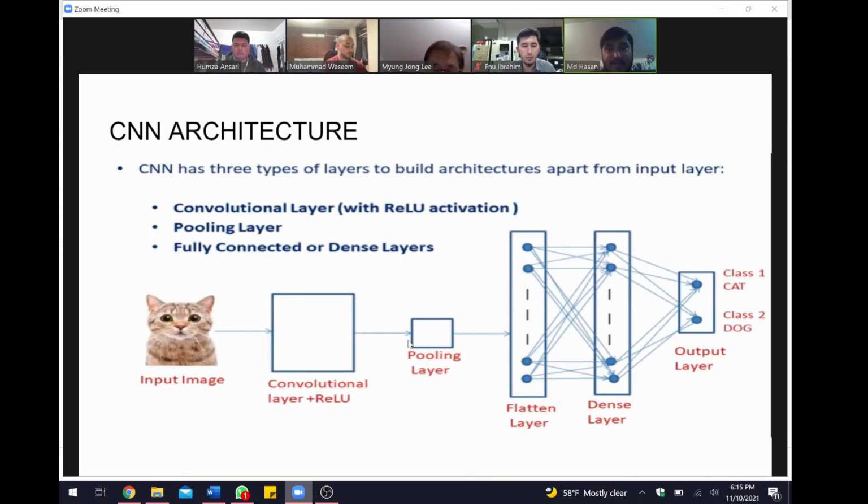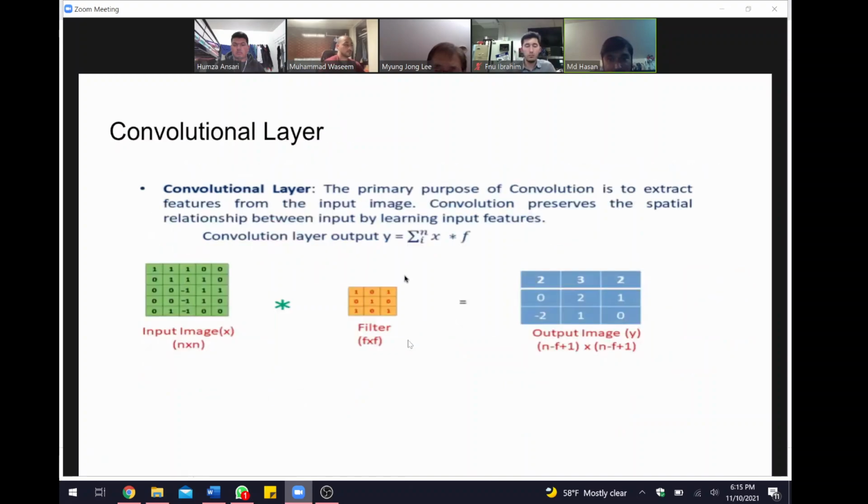The next layer is a pooling layer. The pooling layer reduces the extracted information, and it is also called a downsampling layer. The third layer is a flatten layer, which just converts a matrix into a vector. The dense layer is usually available at the end of the convolution layers. I will explain each layer in the upcoming slides. Can you change the slide?